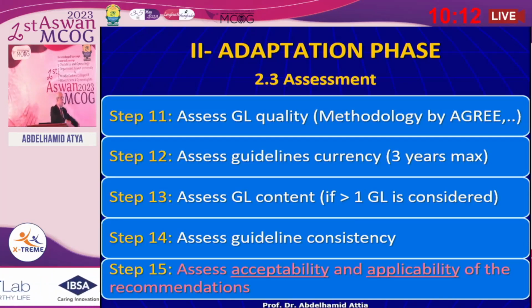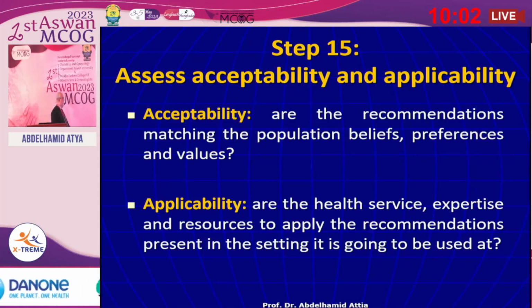This is a very important step, and let me say the most important one. We have the recommendations. We have to look at them one by one. Is this recommendation acceptable to be applied in our population beliefs, preferences, and values? For example, the best treatment for severe azoospermia or male factor infertility is artificial insemination donor. Can we use this as a recommendation in our community? No. So this recommendation is not acceptable. I will not take it.